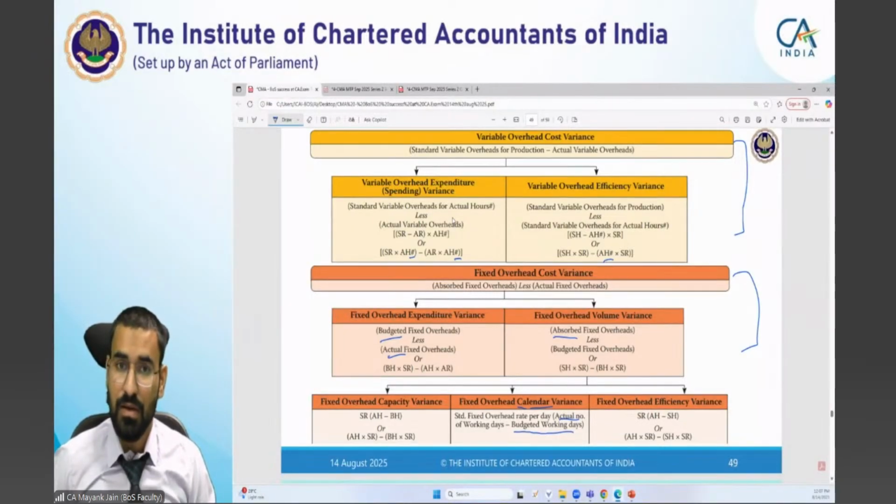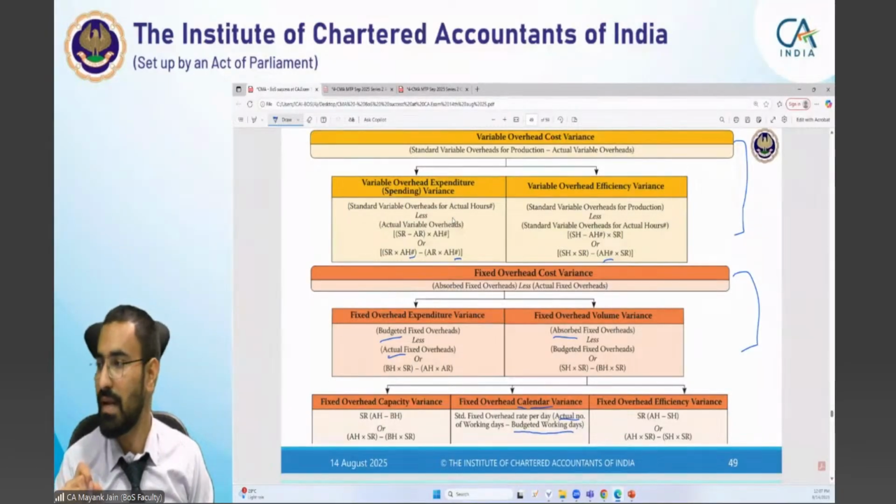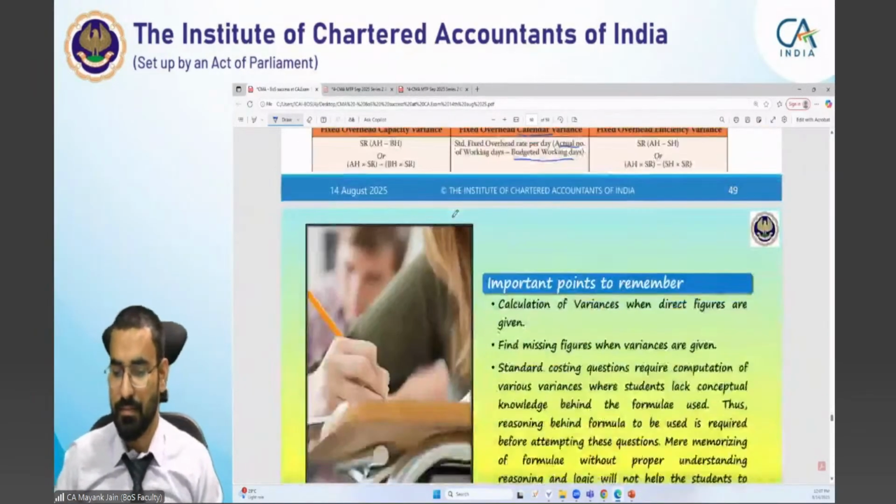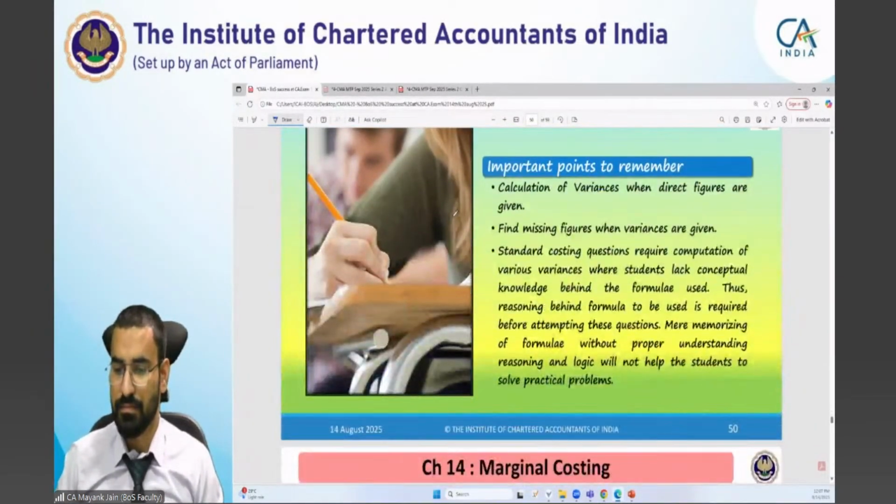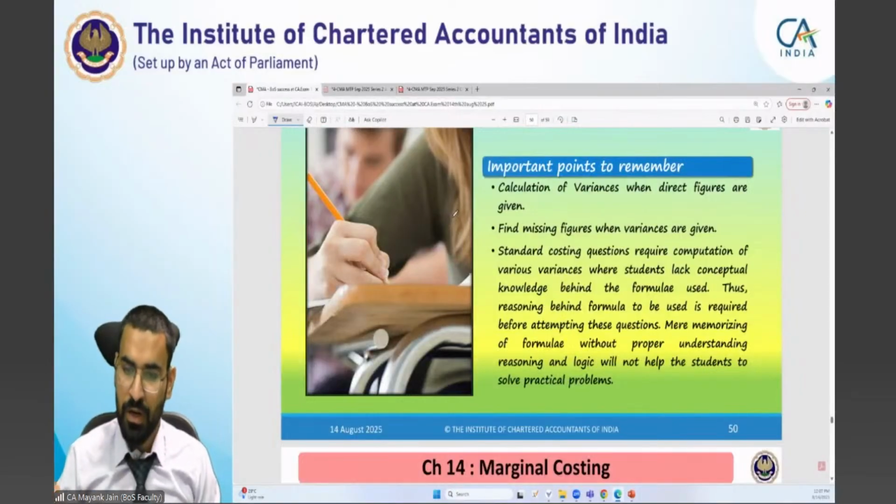But since you are working for more days, you will improve your production, you will get more productivity. So you will get the favorable variance when actual number of working days are more than the budgeted working days. These are the important points.